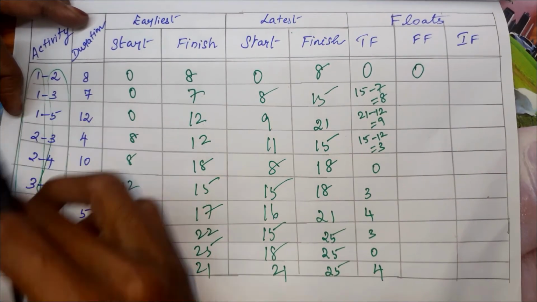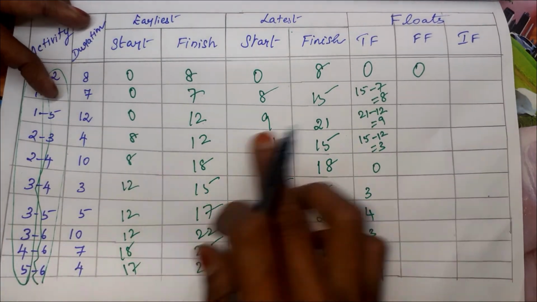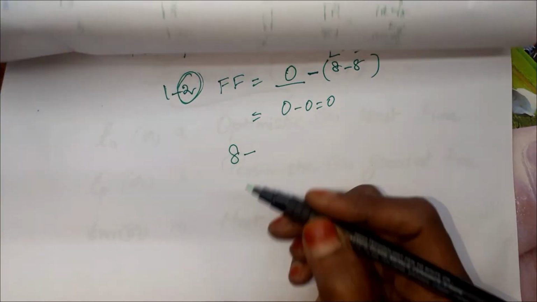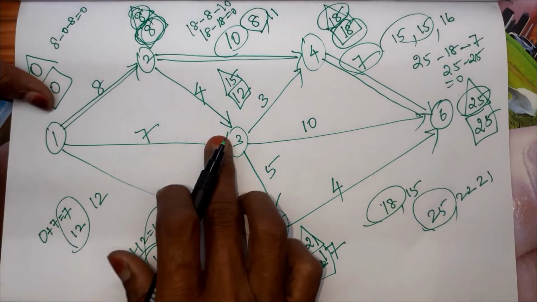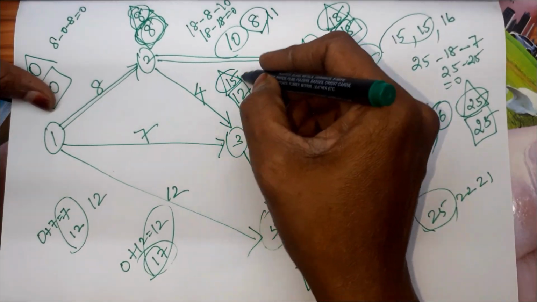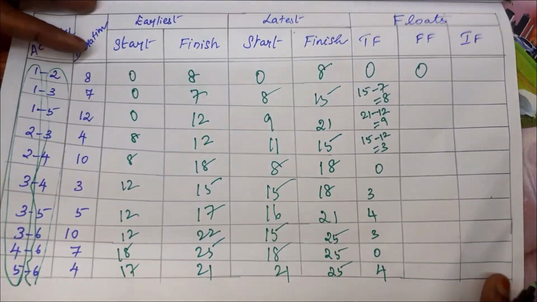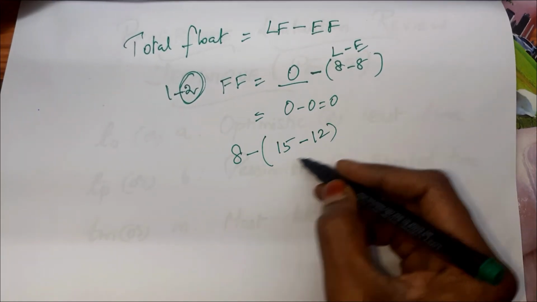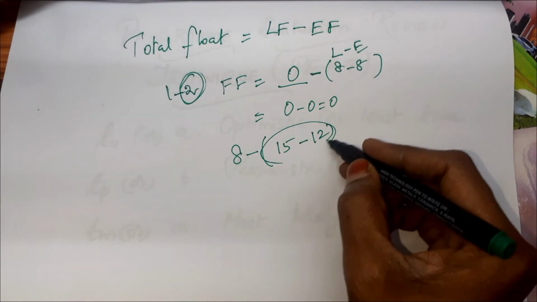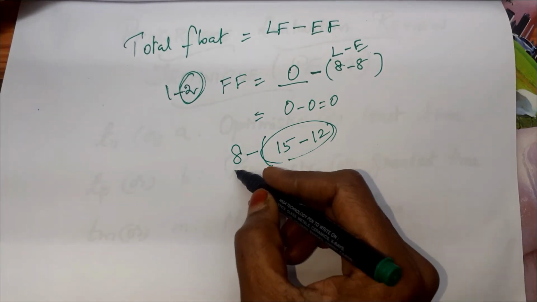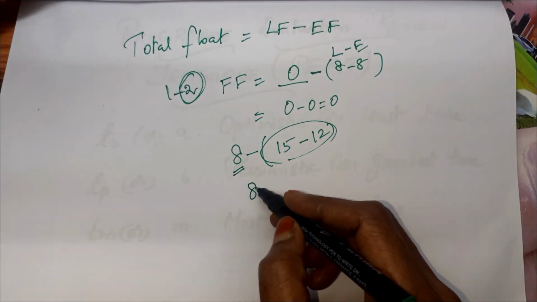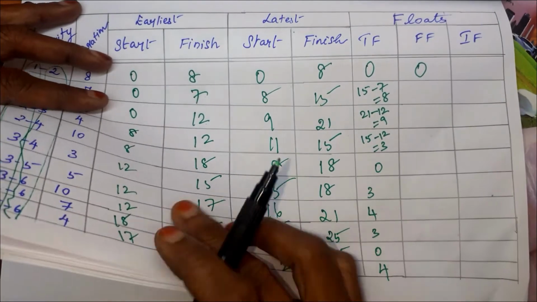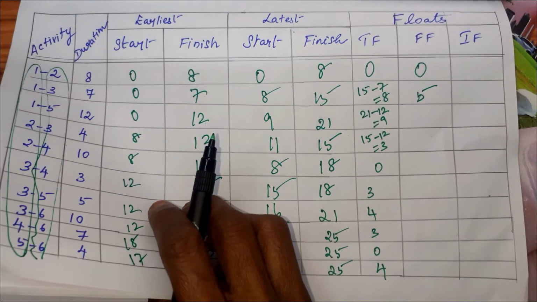For example, for the next activity 1, 3, having total float 8. So total float 8 minus, for the activity 1, 3, we have the triangle value 15 and the box value 12. So triangle value 15 minus 12. So within brackets you have to take. After subtracting, whatever we are getting, that has to be subtracted from 8. So 8 minus 3, which is equal to 5. So 5 as the next value.